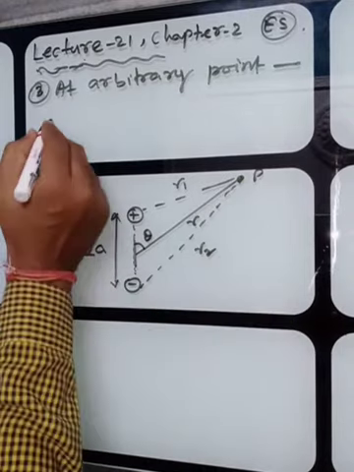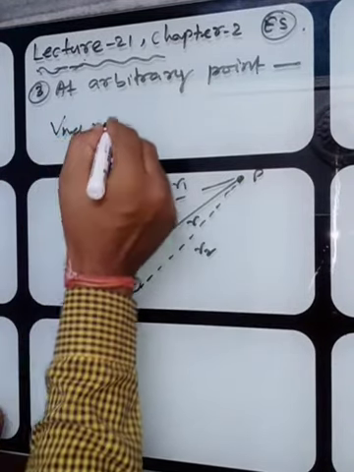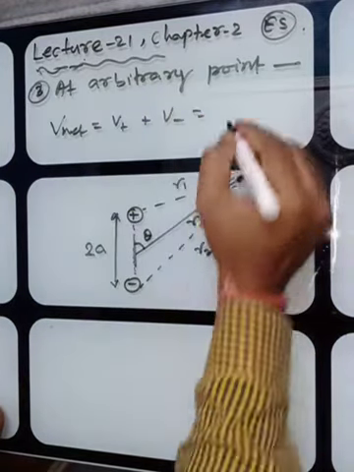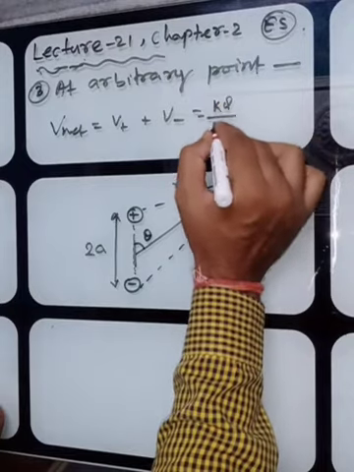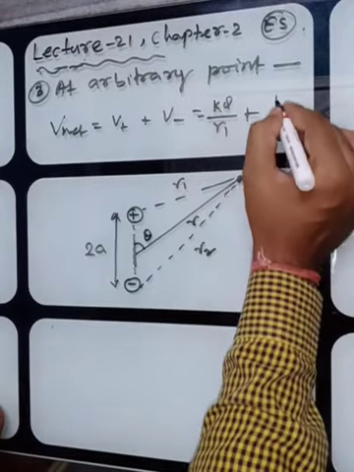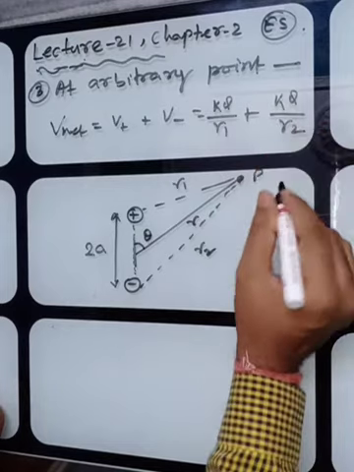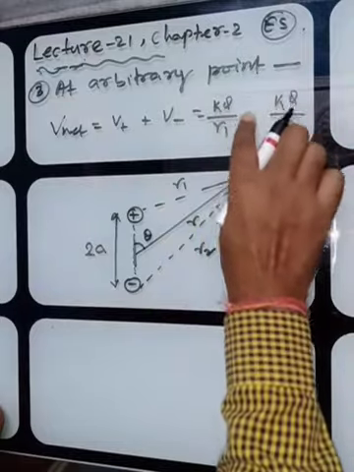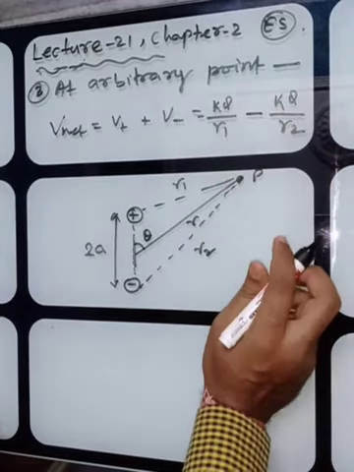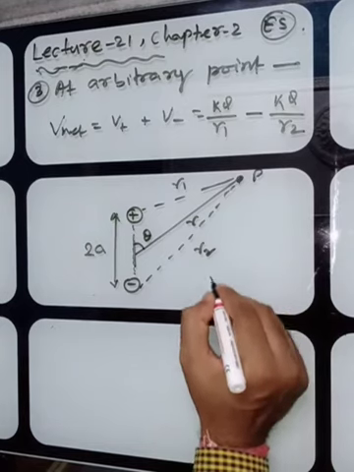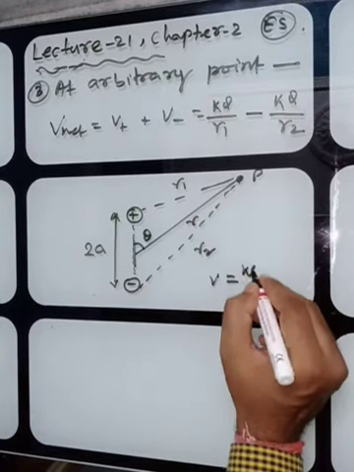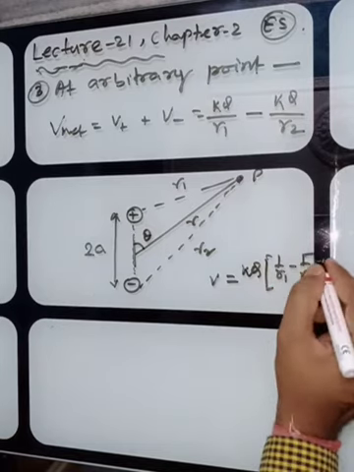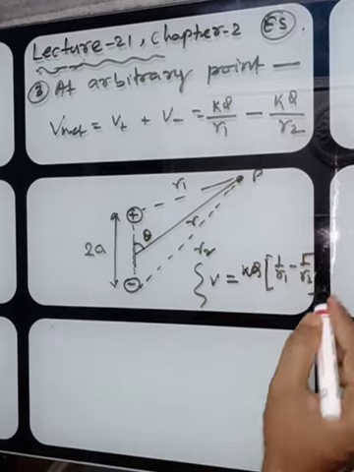The net potential we will write as V net equals V plus V minus. And what is V plus? It is KQ by R1 plus KQ by R2. But for the negative charge here at R2, we have to take the nature also. So, overall, we have the net potential as KQ common, 1 by R1 minus 1 by R2. That we have to find. This is the net potential.